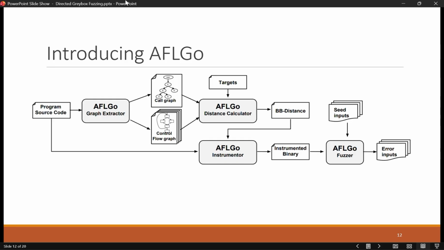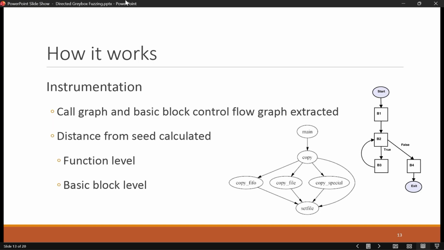So before you get scared of this graph, it's really pretty simple. In our capstone, when we worked with instrumenting our binaries and working with our fuzzers, this is pretty much that with a few extra steps beforehand and during. Just talking about the instrumentation of the binary, when AFLGo takes the binary, it extracts the call graph and the basic block control flow graph.